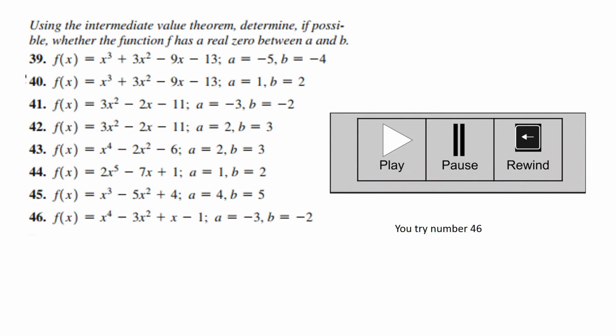Let's do another problem. I'm suggesting you try number 46 for this. So please pause, and I will be back soon with a solution. Give it a go.